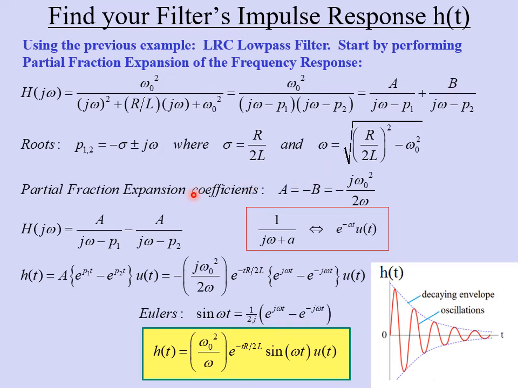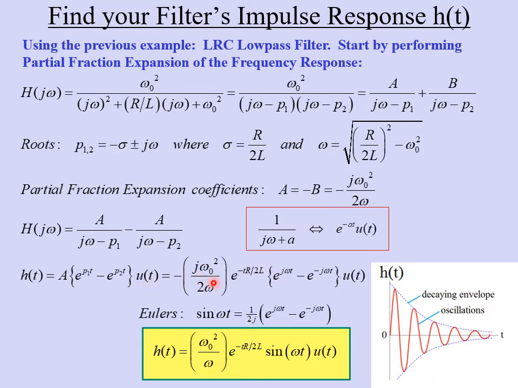Figure out what those expansion coefficients are, and then once you've got that expression for H of j omega, by inspection you can write the impulse response h of t. Remember, that's just the inverse Fourier transform, and you can do that using this transform pair here, like we did many times in previous chapters.